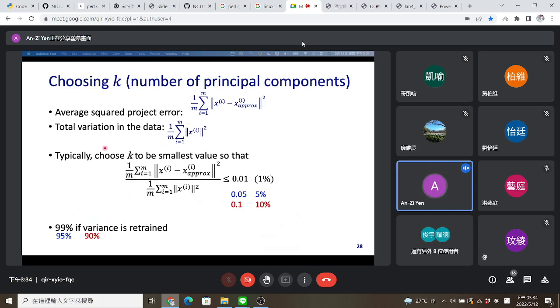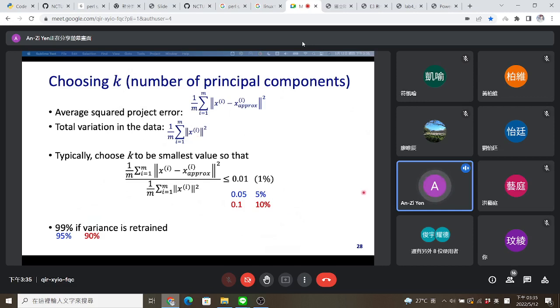Also, we can define the total variation in the data to be the average length squared of these examples xi. So the total variance in the data is the average over our training set of the length of each training example. It means that on average, how far are our training examples from the origin, from just being 0.